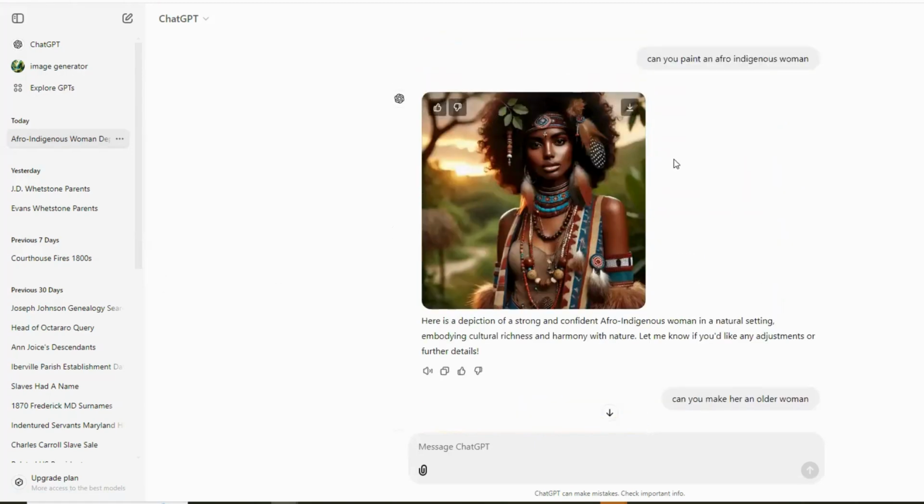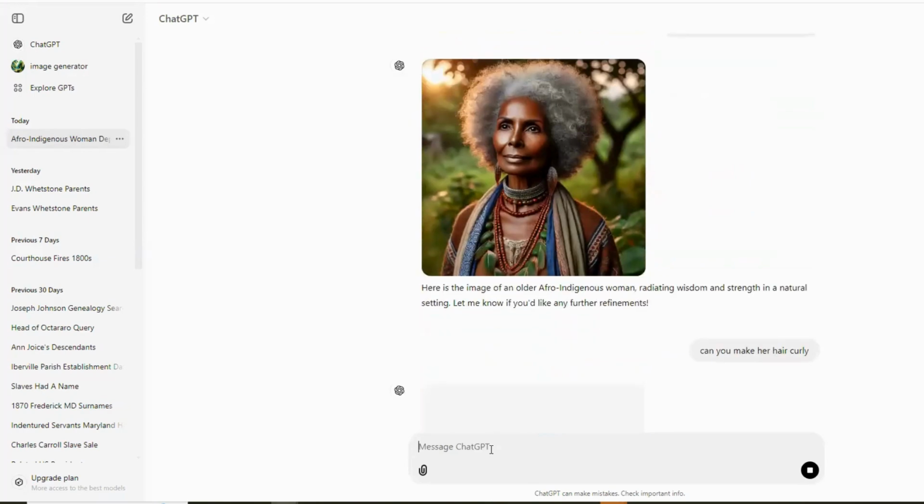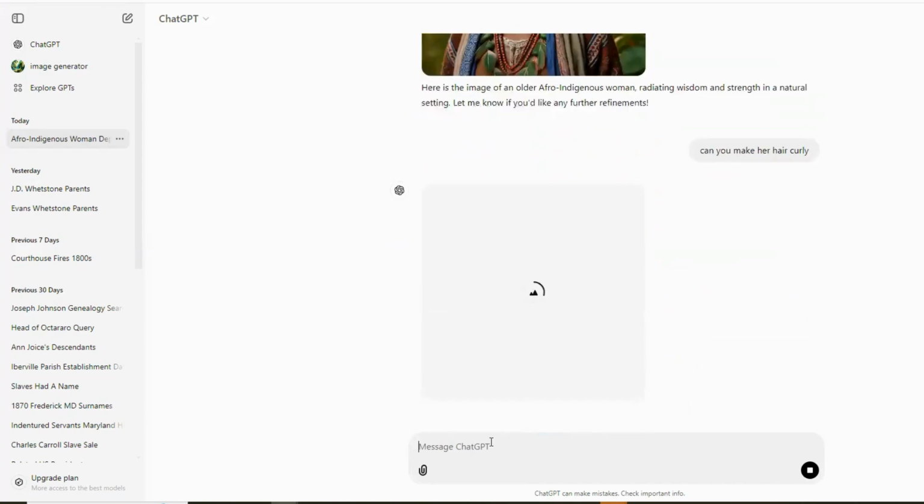So what I just did, we first told it one thing, right? And then you're like, wait a minute, I want her to be older. Then I said, okay, wait a minute, can you make her hair curly? So this is a way to generate an image. And so I'm sharing with them.